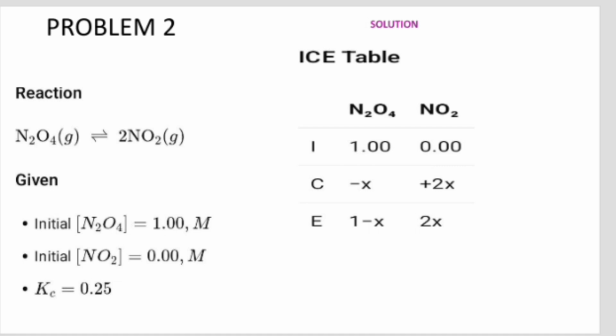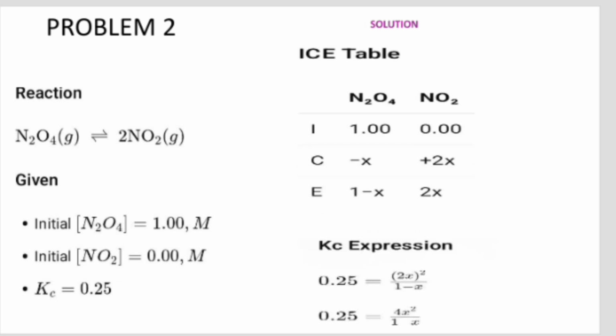Again, we write the Kc expression. When we write the Kc expression, we have 0.25 as the equilibrium constant. Then for the products, we have 2x power what? Since it has a coefficient of 2, it's going to be squared.